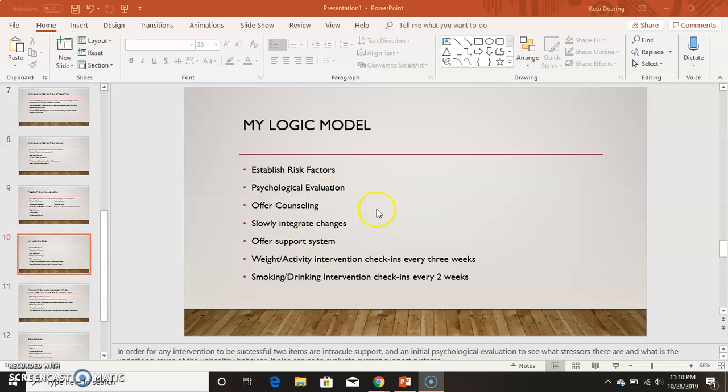Now back to the logic model on the slideshow here, we would again offer a support system. And as far as the weight intervention goes, a check-in every 3 weeks. Smoking and drinking interventions would have a check-in every 2 weeks. And I would like to establish a buddy system to where there's always support with the unhealthy eating and the non-exercising. Because support fosters an environment of success.